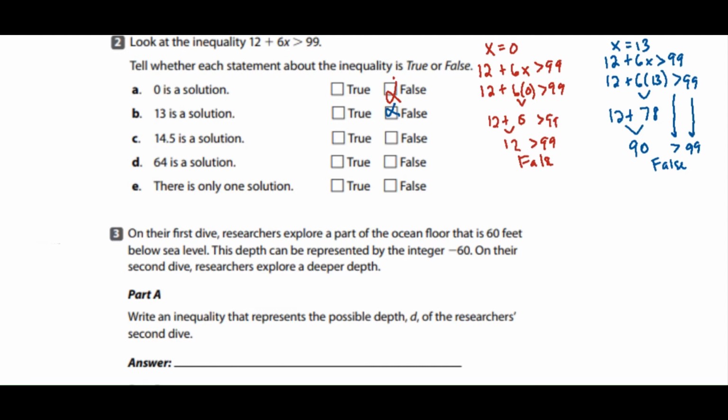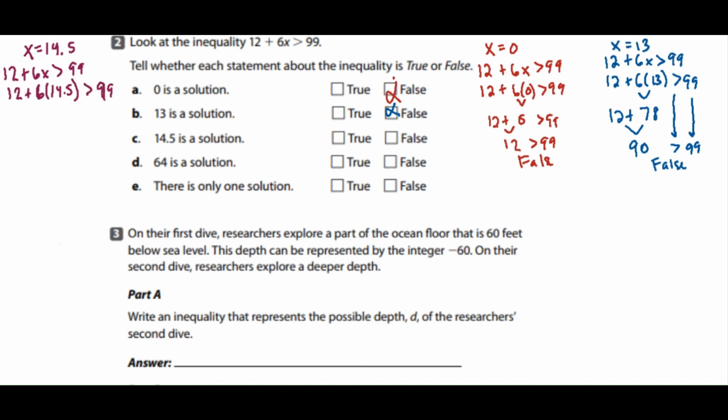And then I'm going to move on to my next one: is 14 and 5/10 a solution? I'm going to put that one over here. So I'm going to be substituting 14 and 5/10 in for x. So I'm going to put that first. I'm going to write my formula. Then I'm going to substitute 14 and 5/10. So 6 times 14 and 5/10.